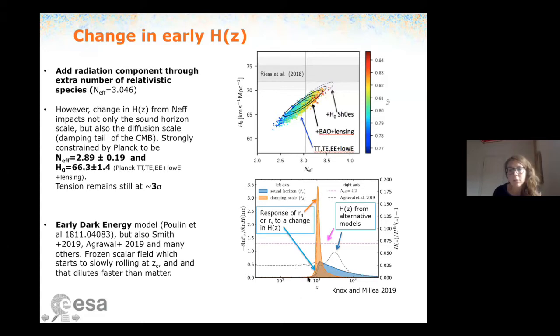Essentially, the damping tail, what you can see from this plot from Knox and Millea, the dimension of the damping scale essentially gets contributions around the epoch of recombination at redshift 1000, while the sound horizon gets contributions also from earlier times. And so if you have a component such as early dark energy that changes the expansion history earlier in time, and then less when the damping scale gets its contributions, then you can accommodate a larger H naught, or you can solve a little bit better the tension compared to the ΛCDM model.